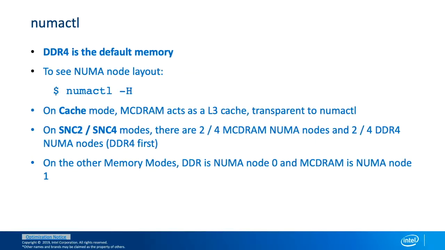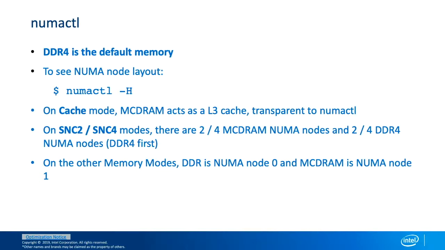So if you want to see what your node looks like and what the memory structure looks like, the easiest thing to do is just use numactl -H. That will show you essentially what you have. In very broad terms, in cache mode, you're going to see MCDRAM as an L3 cache, so it's not going to show up in numactl. And in SNC2 and SNC4, you're going to see between 2 or 4 MCDRAM NUMA nodes and 2 or 4 DDR4 NUMA nodes.